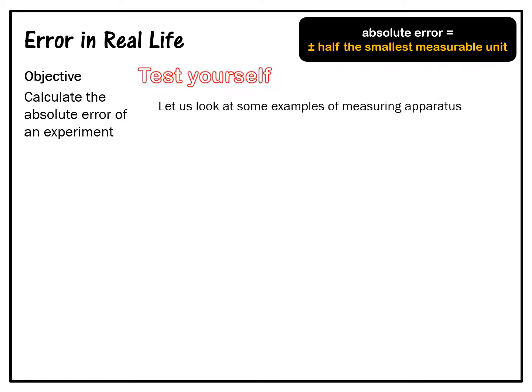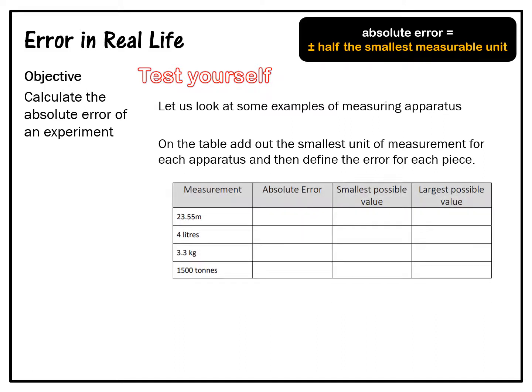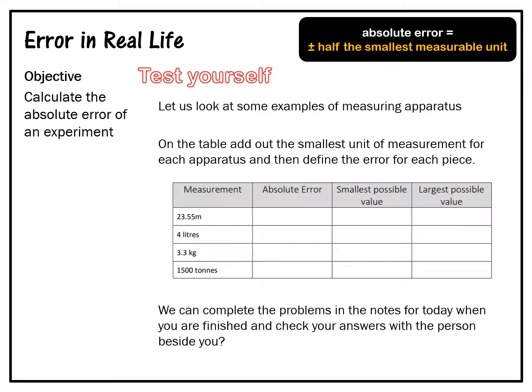So time to test yourself. In class, I would have brought in some measuring apparatus, some that we were familiar with, pipettes and measuring cylinders, etc. But for the moment, on the table below, you can add on the smallest unit of measurement for each apparatus, and then define the error for each piece. So I have 4 measurements on the left here. You can see the furthest that they have been measured to. You can define the absolute error and then put in the smallest possible value and the largest possible value. And with that, you should be confident that you can calculate the absolute error of an experiment.